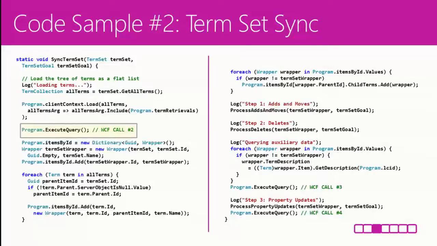And then, my second WCF call. The first one was creating the term set in the group if they didn't already exist, and finding them and getting their properties. So now my second WCF call is going to get the entire set of terms that are in the term set right now. Because if you remember, we're trying to sync it to match what's in the XML file, so I need to know what's on the server first before I start creating things.